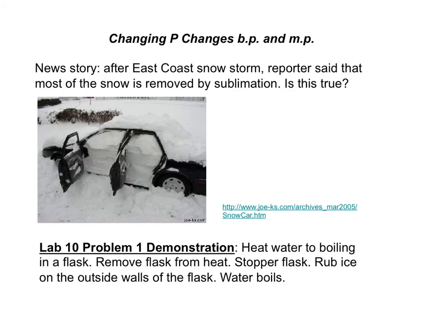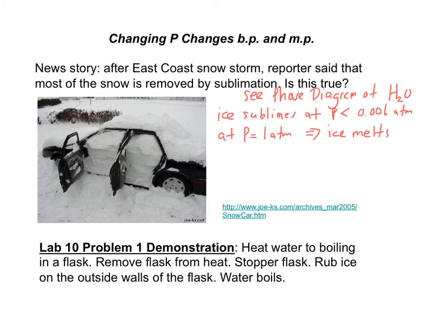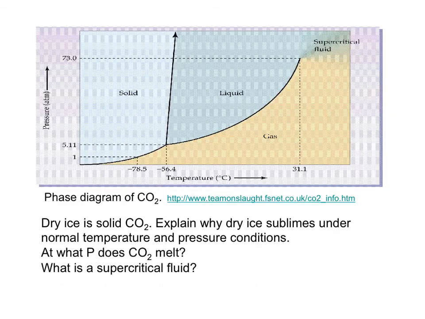After a big snowstorm on the East Coast, the reporter said that most of the snow was removed by sublimation. Stop the video and determine whether that's true. And the answer is, ice has a vapor pressure, so some ice will sublime. But the phase diagram tells us most of the ice will melt.